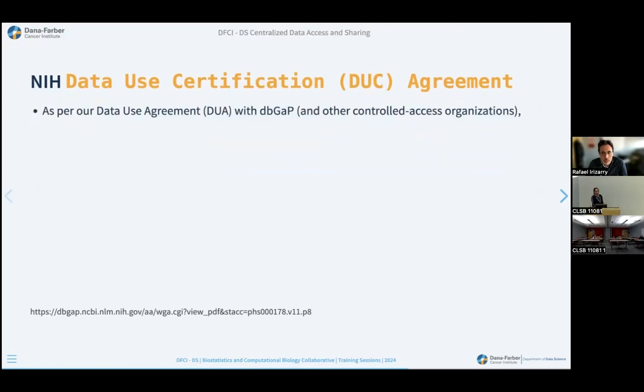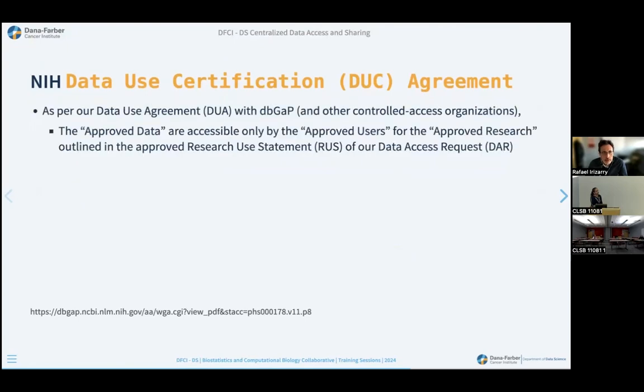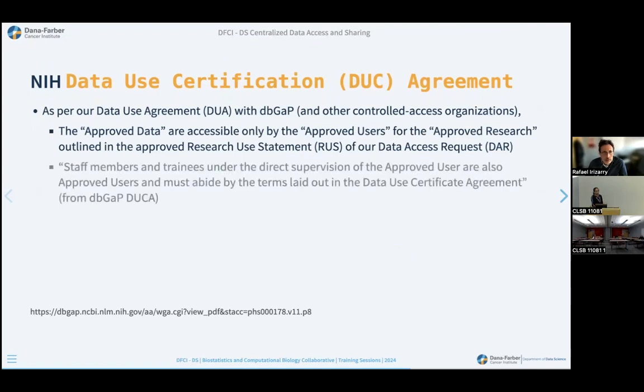And what is this data use agreement? As you can see in the first statement from NIH, directly quoted from there, the approved data is only for the approved users. And who are the approved users? The staff members and trainees who are direct reports to the PI or the approved user. They automatically become approved users, and they have to abide by the DUC.